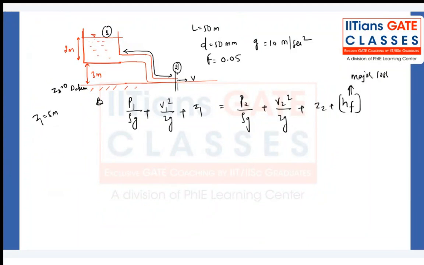That is a major loss. Minor loss we are not considering over here. Now, at the surface, P1 will be 0, atmospheric pressure. P2 will also be 0 because of atmospheric pressure. They will cancel out. V1 is 0 because of the large tank. And Z1 is 5 meter. So put that value.